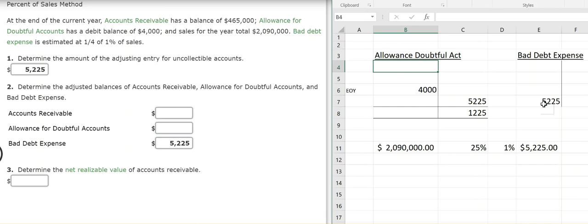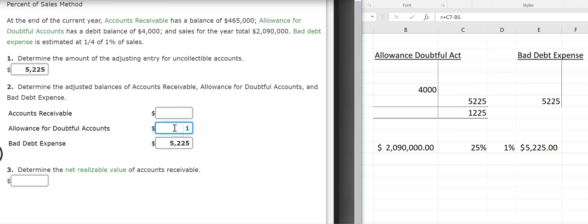The amount for the allowance for doubtful accounts, I already did that for you. So we had the 5,225 credit. This is the adjusting entry. With the 4,000 debit, we have an amount here which is 1,225. And then the account receivable says that we have a balance of 465,000. So remember, the account receivable at the end of the year says a balance. So the account receivable is not asking for the net realizable value. So the account receivable, I'm going to plug in the same 465.